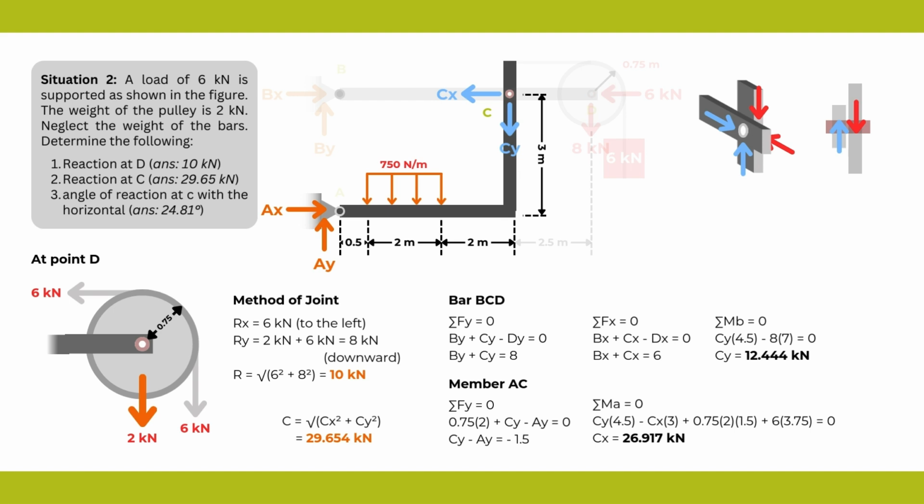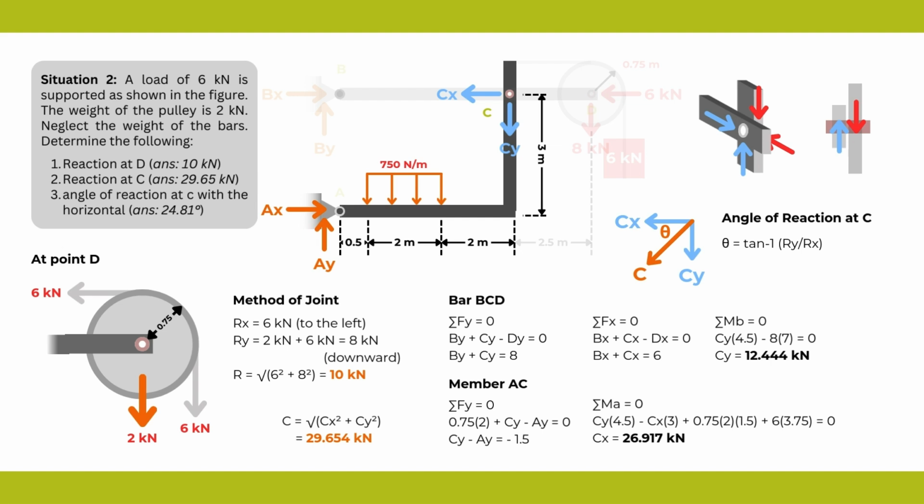Pero going back, meron pa nga pala tayong isang unknown na need natin ma-solve, which is yung angle ng reaction at C with the horizontal axis. Basically, trigonometry na lang naman yan. And para di nyo na masyado isipin kung paano i-perform yung concept na yun, memorize nyo na lang yung formula na angle theta equal to arctangent of y component over x component. That is if yung hinahanap yung angle is with the horizontal.